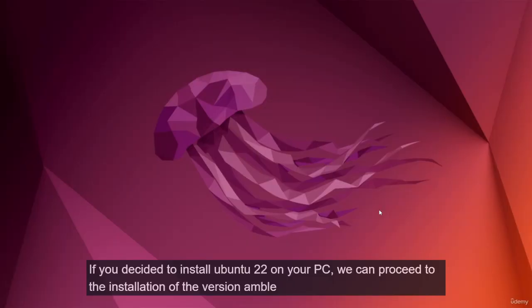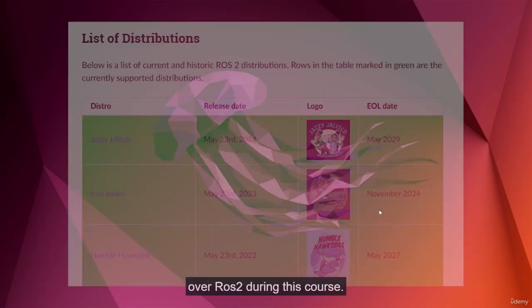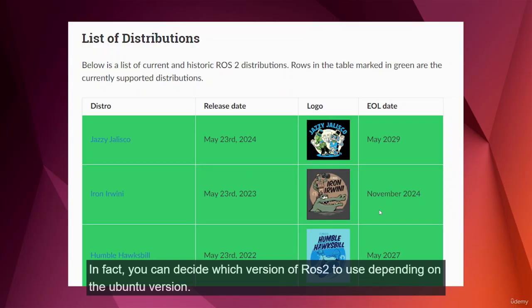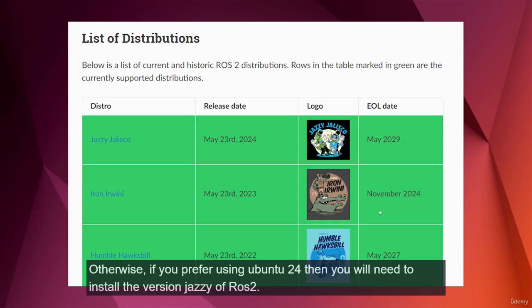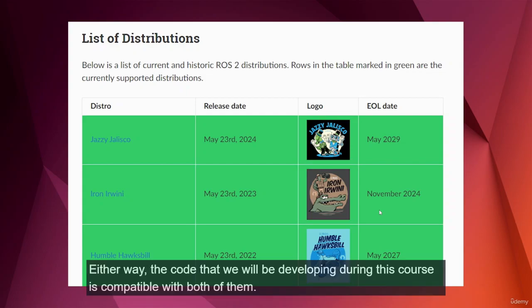If you decided to install Ubuntu 22 on your PC, we can proceed to the installation of the version Humble of ROS2. During this course, in fact, you can decide which version of ROS2 to use, depending on the Ubuntu version. If you are using Ubuntu 22, then you need to install the version that is called Humble of ROS2. Otherwise, if you prefer using Ubuntu 24, then you will need to install the version Jazzy of ROS2. Either way, the code that we will be developing during this course is compatible with both of them.